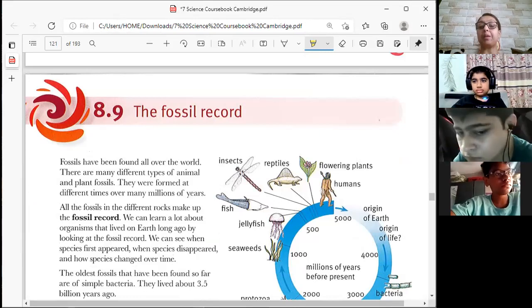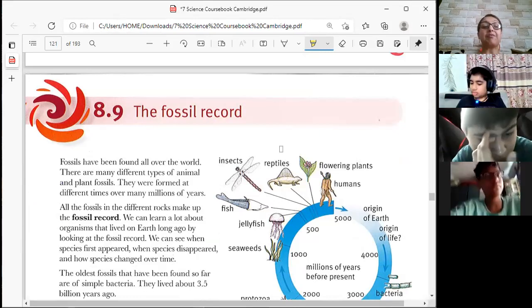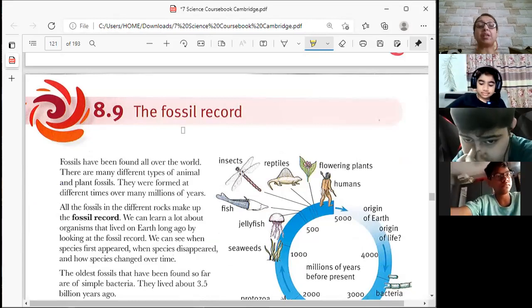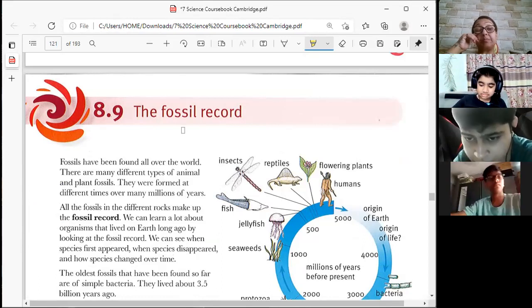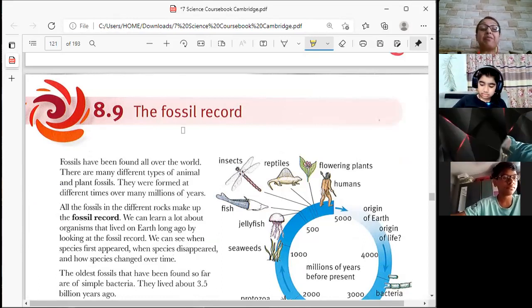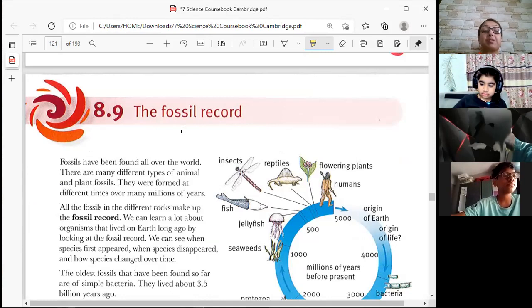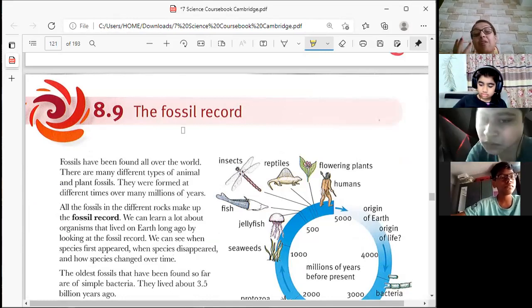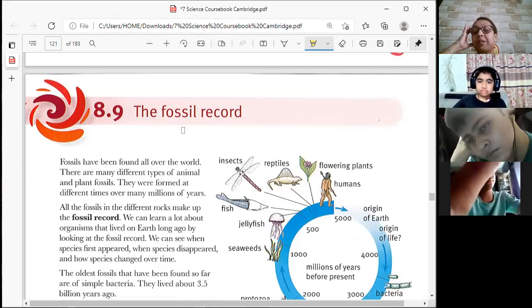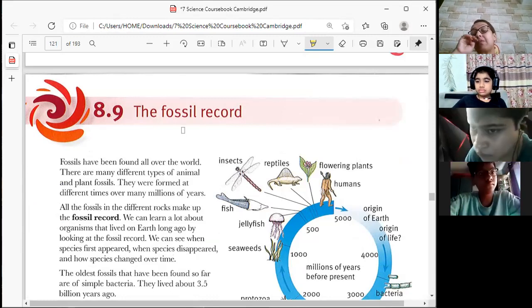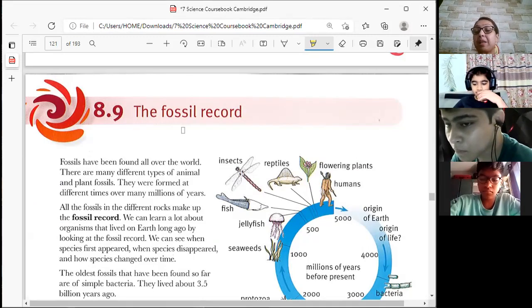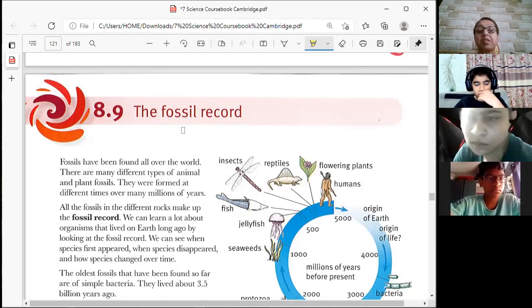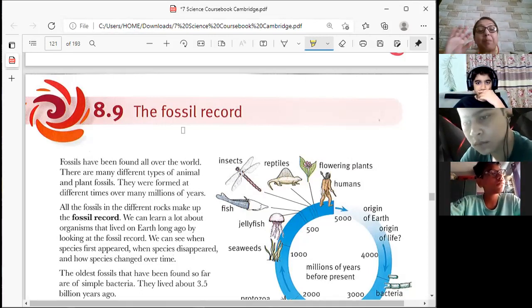Okay. Everybody pay attention. The fossil record. Now, fossils have been found all over the world. There are many different types of animal and plant fossils. How are fossils created? First thing you have to keep in mind, they are the dead remains of living organisms. This is going to be all over the world, and many different types of animals and plants might have converted into fossils.